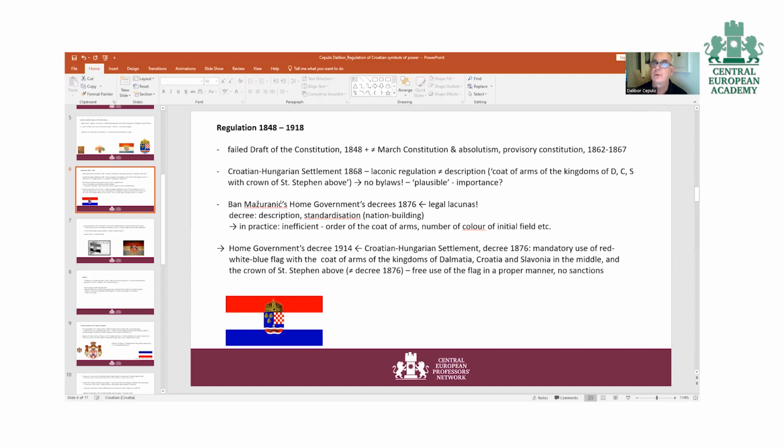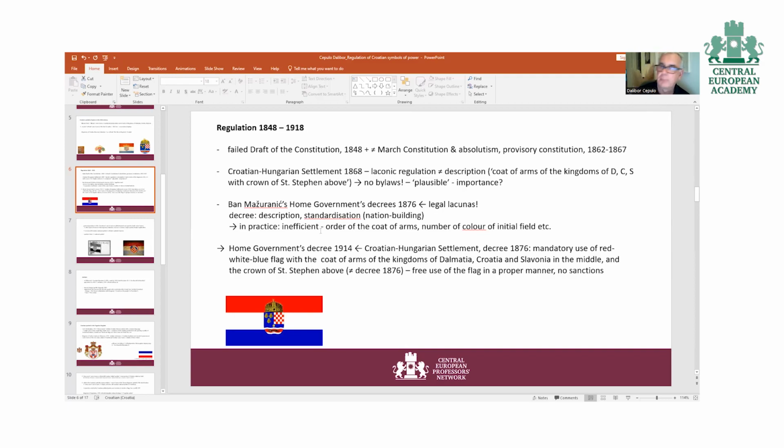that provided for a very laconic regulation of the coat of arms of the Kingdoms of Dalmatia, Croatia, and Slavonia, without a description, because it was obviously meant as something very plausible. Yet one could expect from the home government that it would use the opportunity to describe these symbols of the land, but that was not the case. It was only in 1876 that they noticed that there was a legal lacuna. They tried to standardize and describe these symbols, but in practice, this order was inefficient.